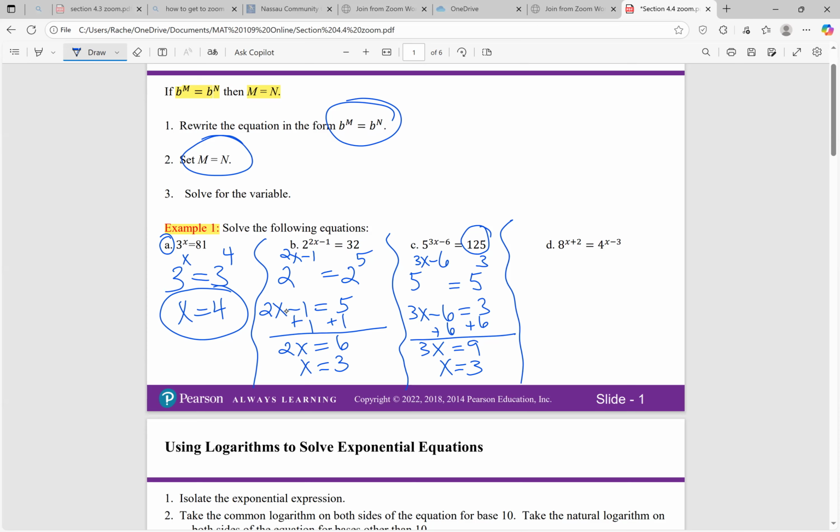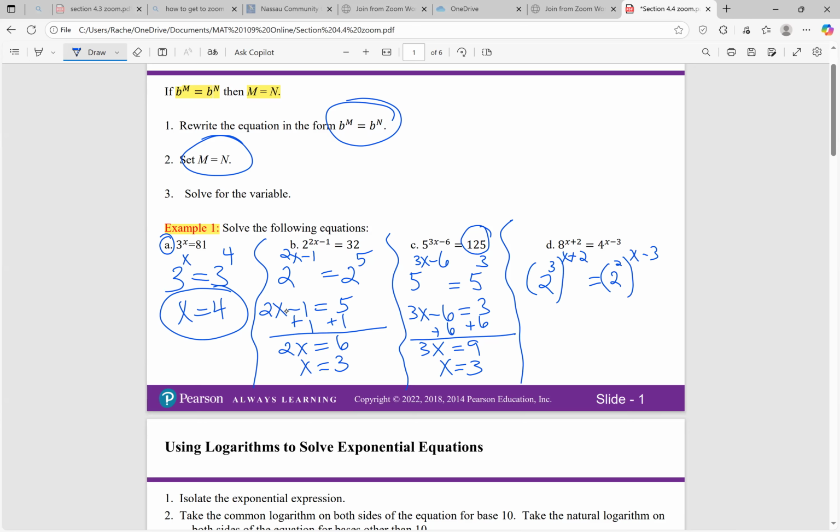I can't rewrite 8 in base 4. So I'm thinking, can I write both of them in a common base? And I'm thinking 2, right? Because 2 to the third is 8. So if I rewrite 8 as 2 to the third, to the x plus 2, and set that equal to 4, I could write as 2 squared, right? 2 squared is 4, same thing, to the x minus 3.